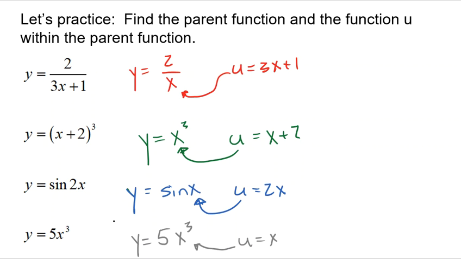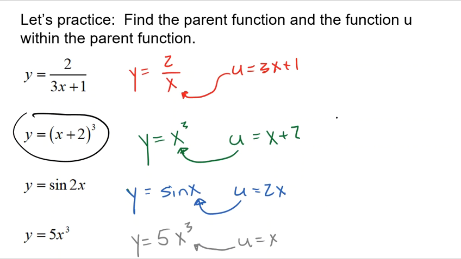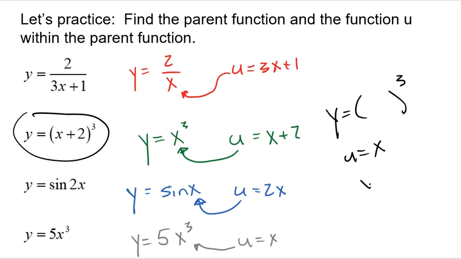So to make sure you understand this, let's look at this example right here. The parent function is the machine. The parent function says, give me something and I'll cube it. So we could say, all right, I'll give you u. Let's let u be x. Okay, so we get x cubed. Or I could say, well, let's let u be x plus 2. All right, now we got x plus 2 cubed.